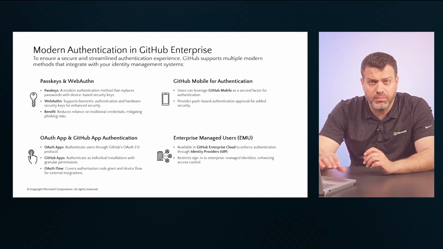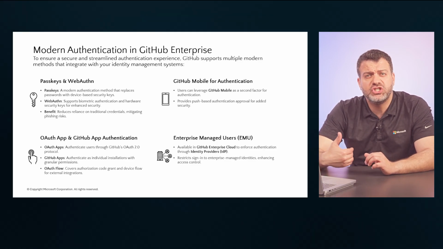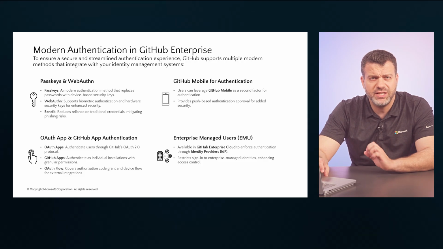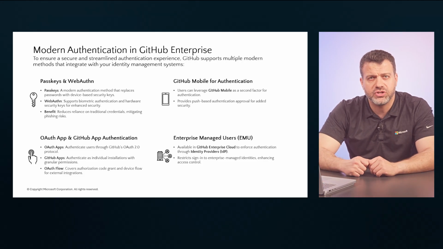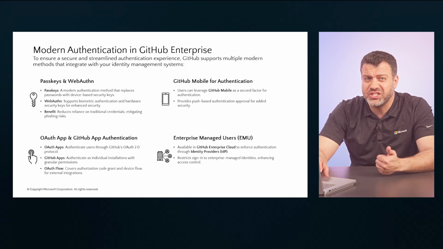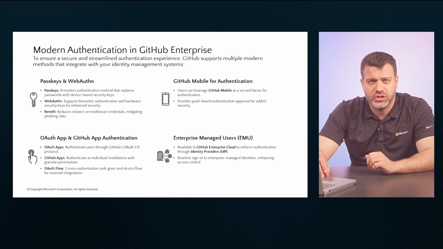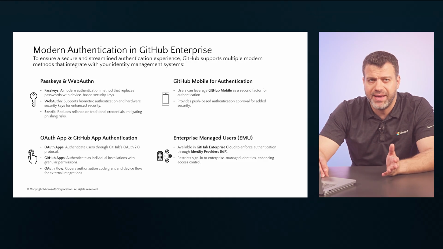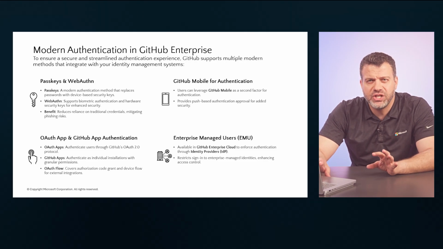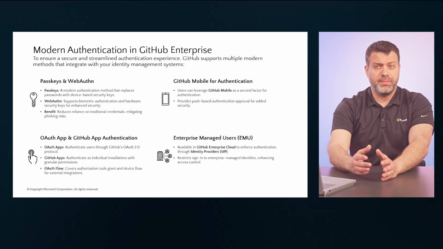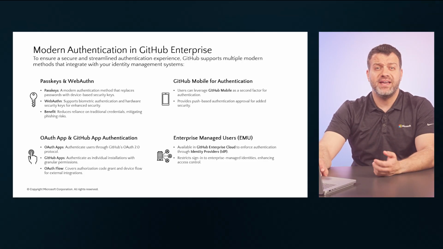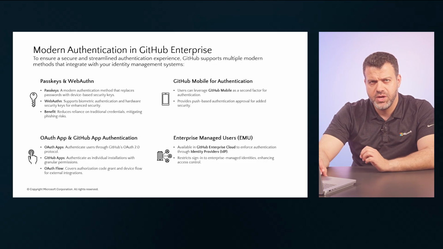GitHub supports several modern authentication methods, each designed for different scenarios. Let's break them down into categories. We have the passwordless authentication. Passwordless options such as passkey and web authentication replace passwords with biometrics or hardware keys, making them highly resistant to phishing. For example, instead of typing a password, you log in with Face ID or a security key.